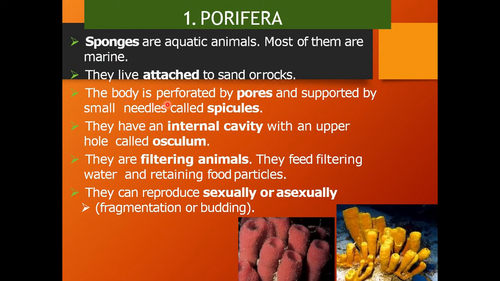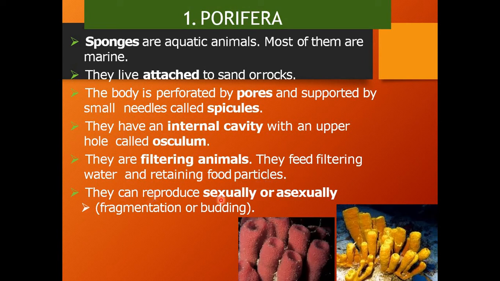The body is perforated, which means you have small holes on their body, called pores, and supported by small needles called spicules. They have an internal cavity with an upper hole called the osculum. They are filtering animals. They feed by filtering water and retaining food particles.